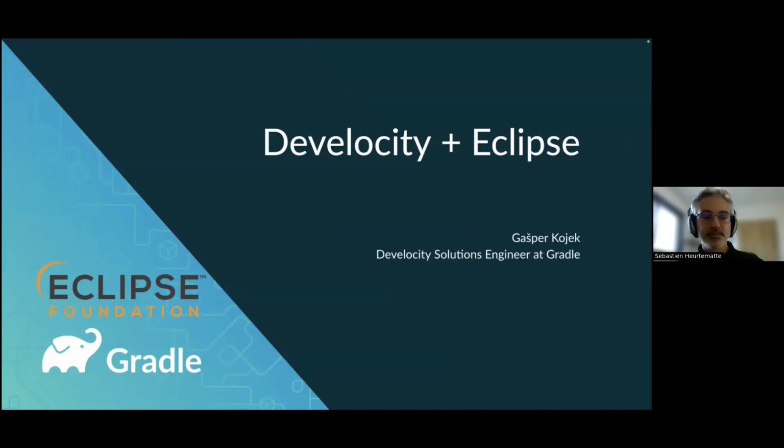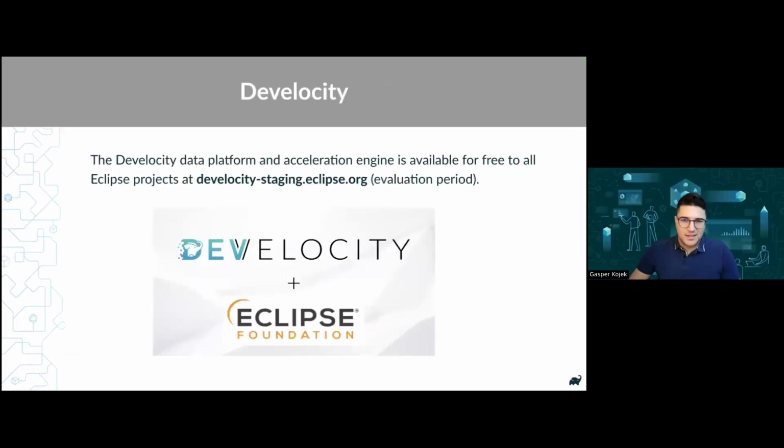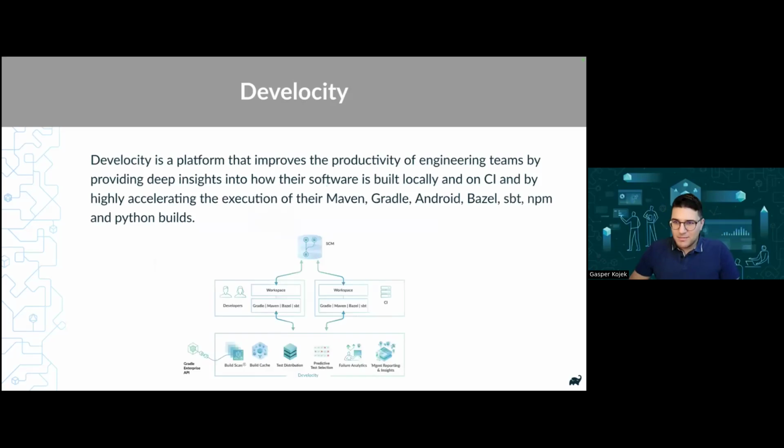Okay, so thanks, Sebastian, for the intro. As I mentioned, today we're going to be talking about Develocity. And the first question you might have is, what is Develocity? Basically, Develocity is a data platform and an acceleration engine, and it's available for free to all Eclipse projects at develocity-staging.eclipse.org during this evaluation period, as Seb also mentioned before.